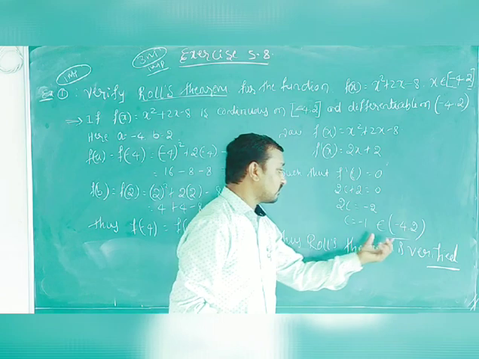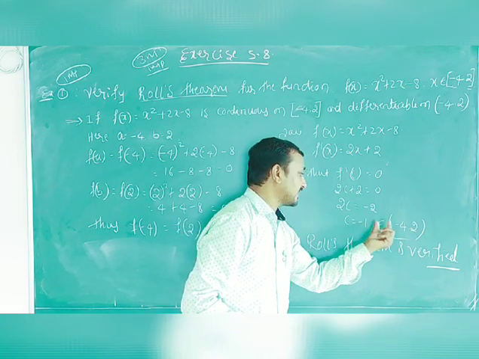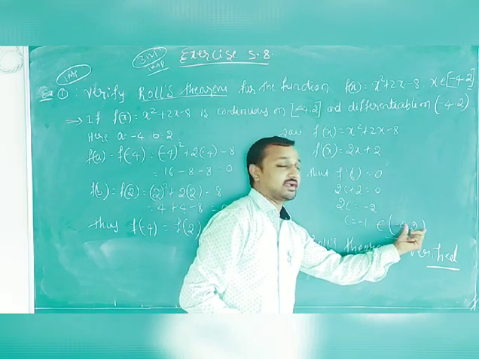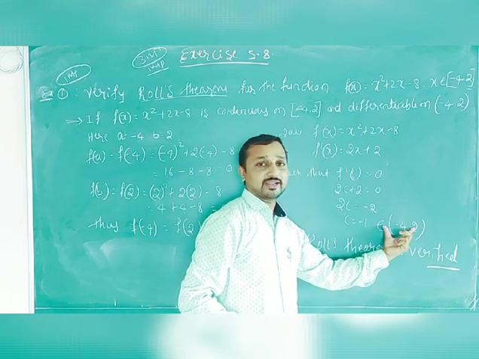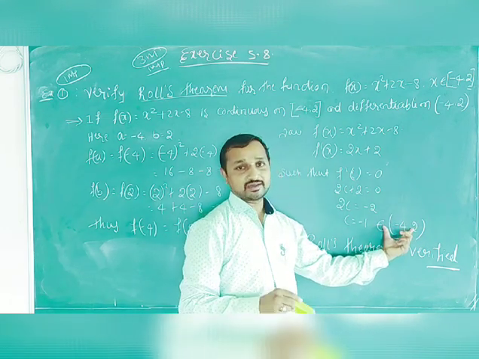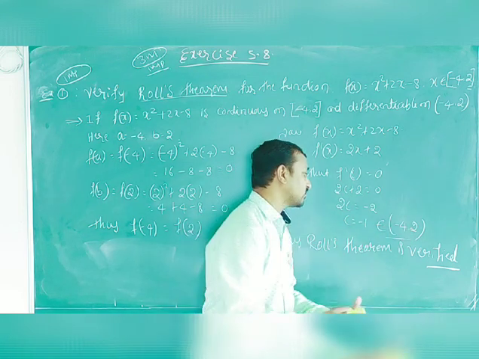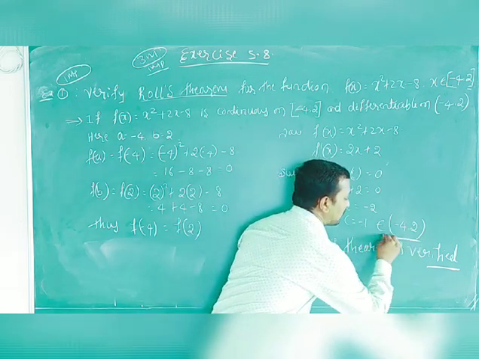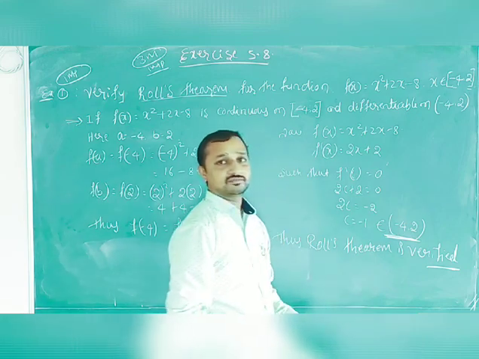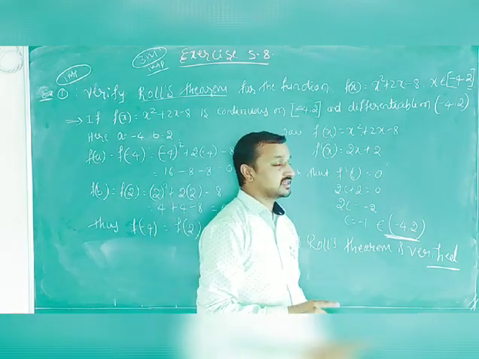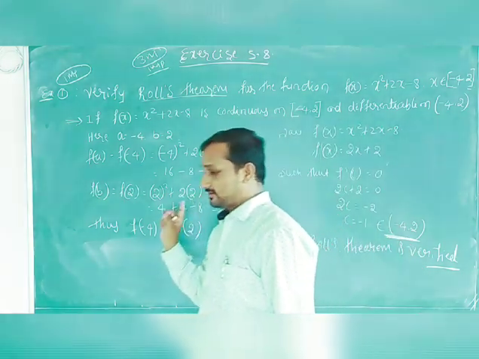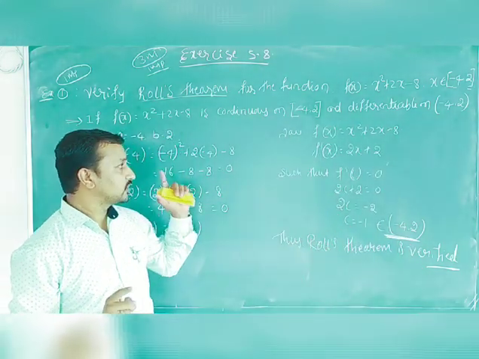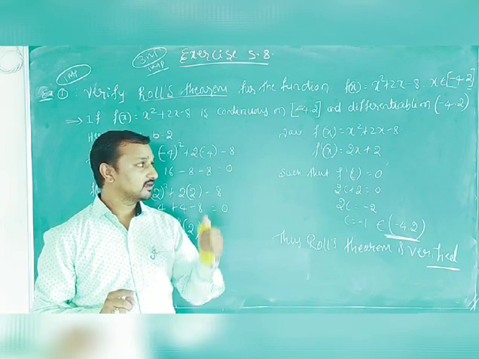Suppose you forget to write that c equal to -1 belongs to (-4, 2). If you forget this step, then automatically 1 mark is deducted. It's clear that this is very important: c belongs to (-4, 2). This is the procedure. This is a very important example, friends. Make note of this example. If you have any doubt, ask.